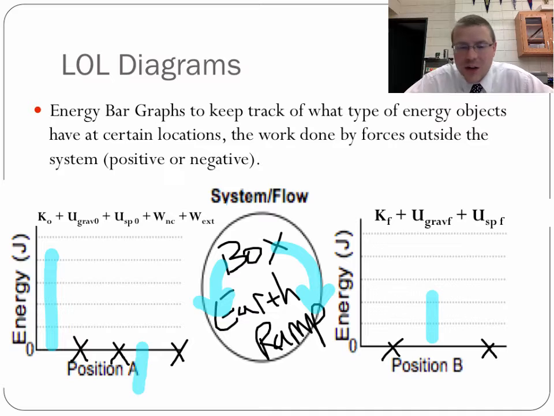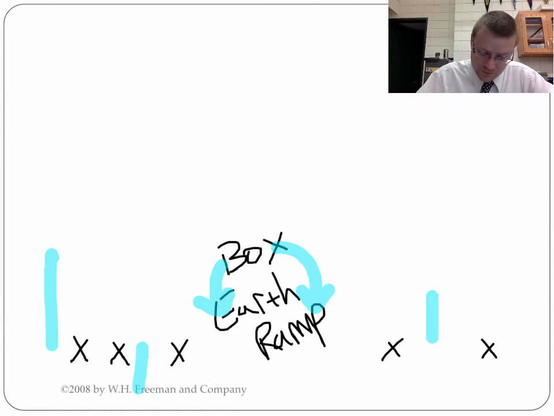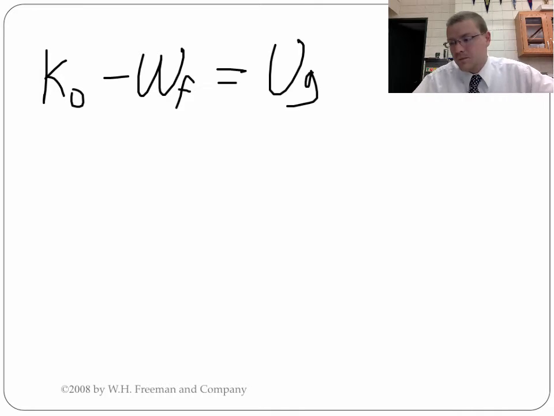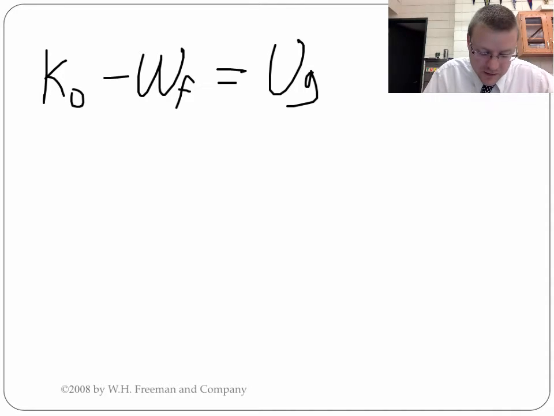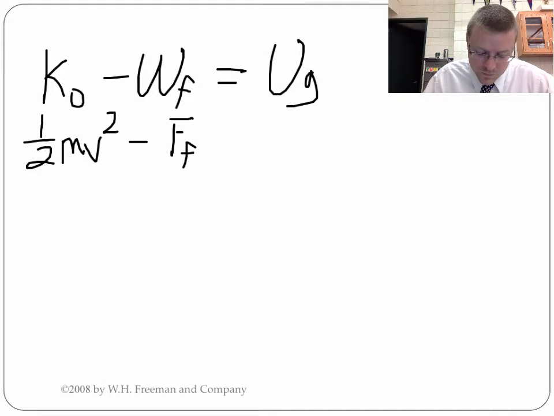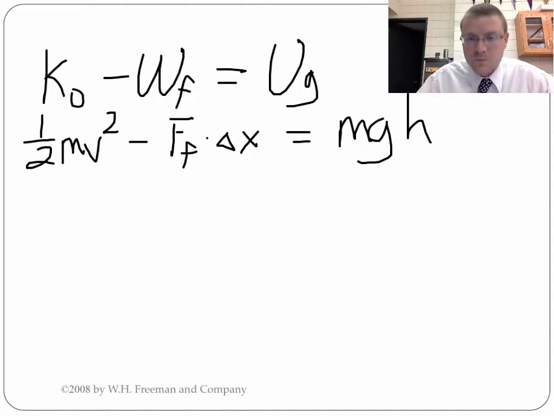So I can already see how my equation is going to set itself up. Let's set that equation up. So I've got the kinetic energy minus the work done by friction equals gravitational energy. We know how to calculate these things. So there's how we set that up.